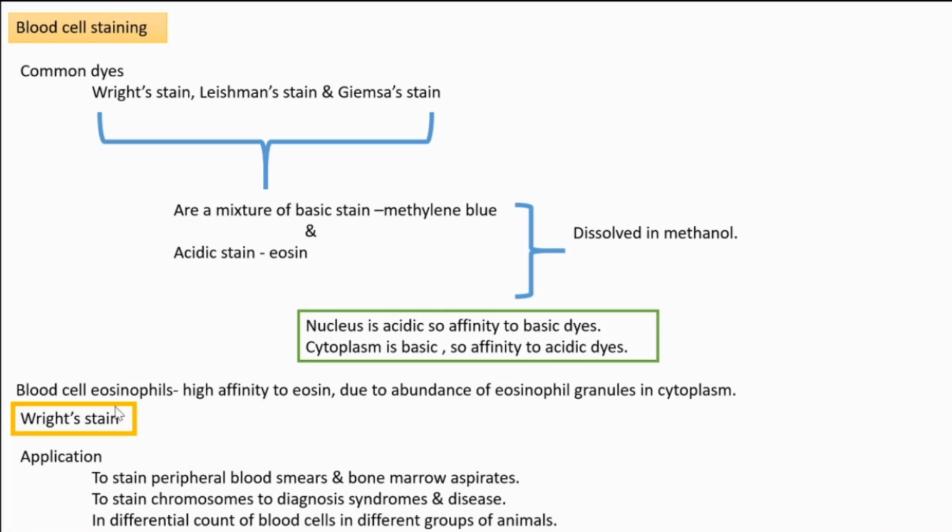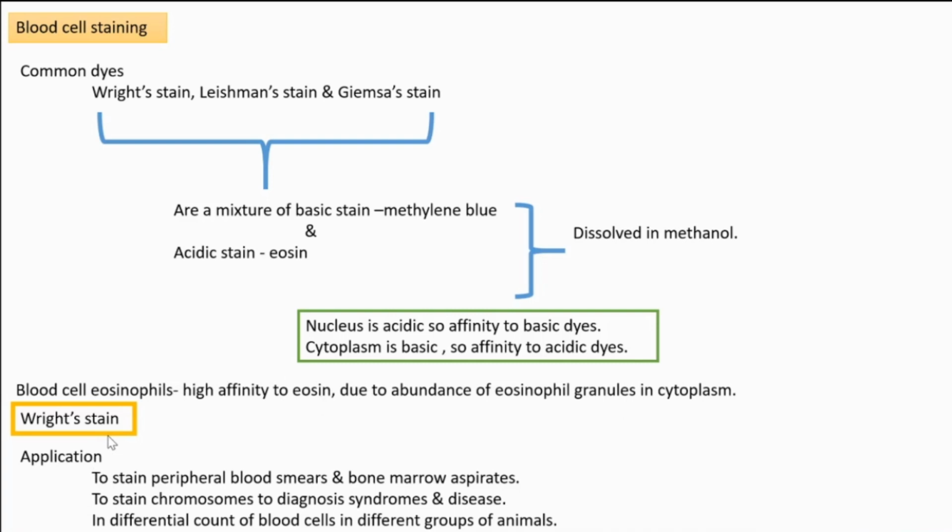Then among the blood cells, eosinophils. Eosinophil is a type of WBC. Eosinophil has high affinity to eosin dye due to the abundance of eosinophil granules in its cytoplasm. Eosinophil cytoplasm contains so many granules. Those granules are called eosinophil granules. Because of the presence of numerous granules in its cytoplasm, the eosinophil WBC has high affinity to eosin.